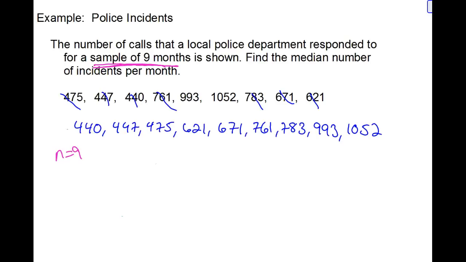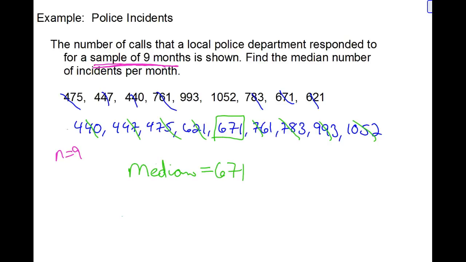Since this is odd, that means that I'm strictly looking for the middle number of this data set. The easiest thing to do is go through there and start crossing out and getting to your middle number. So in this case, the median is 671. This means that the median number of incidents per month to which police responded is 671.